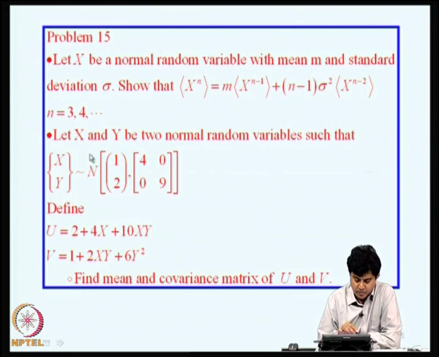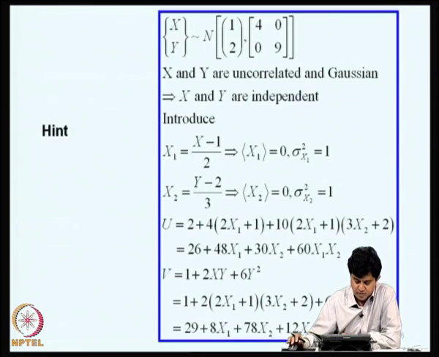Now, we define x and y to be two normal random variables, where the mean of x and y is 1, 2 and the covariance is 4 0 0 9, that means x and y are independent. Now, I introduce two new random variables u and v through this relation. U is 2 plus 4x plus 10xy and v is 1 plus 2xy plus 6y square. The problem is to find the mean and covariance of u and v. This is a fairly straightforward exercise which will tell you how to manipulate moments of Gaussian random variables.